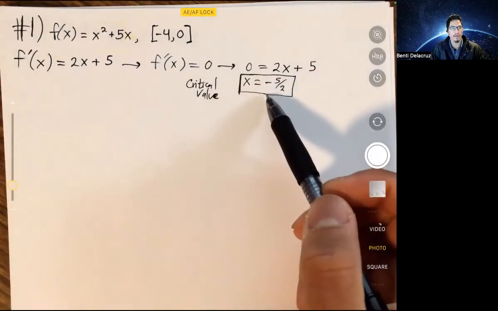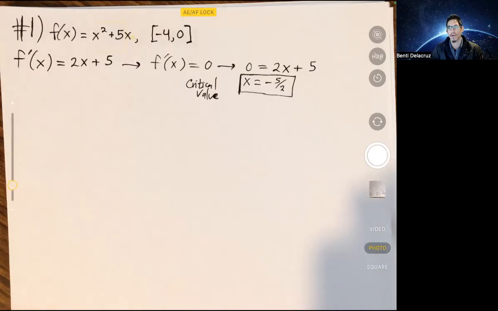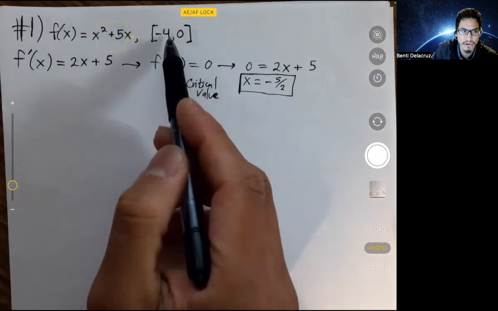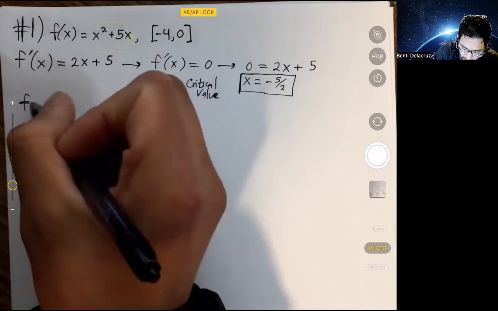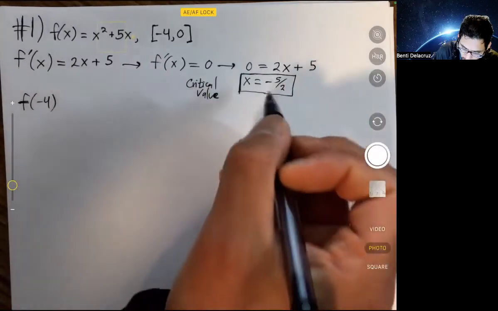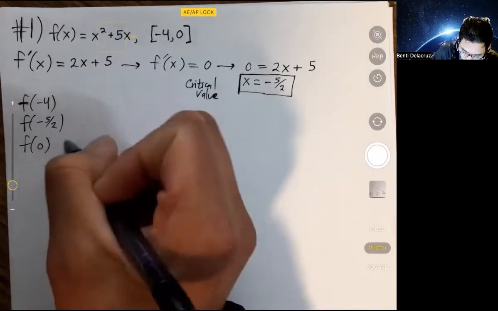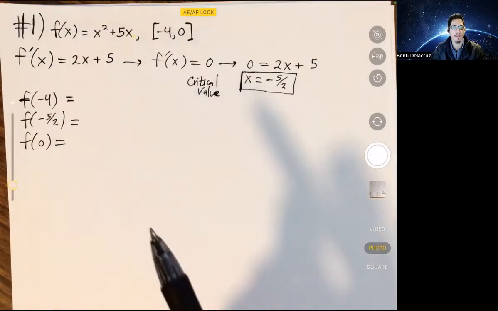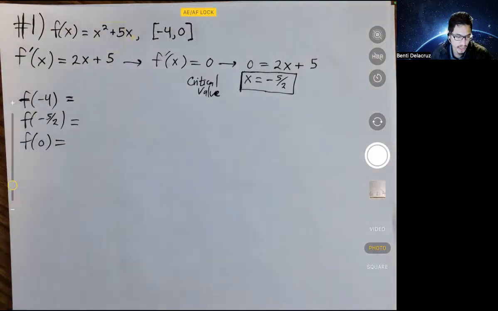Now, we call this a critical value because that means that at this point, there could be a minimum or maximum. Something's going on there. It could be nothing. It could be neither. But let's see what's going on here. And since we have a closed interval, we also want to test what the values are at the endpoints. So we want to essentially find the values of the function at -4, at -5 halves, and at 0. So we just evaluate these and then compare them, and the smallest one will be our minimum, and our biggest one will be our maximum.